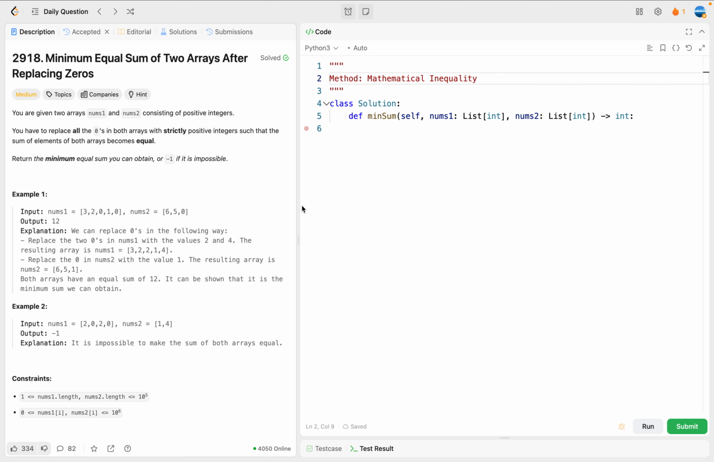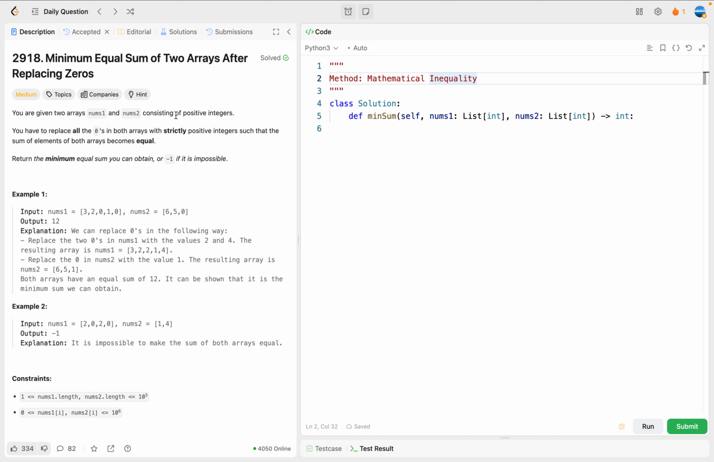Minimum equal sum of two arrays after replacing zeros. So in this video, I guess the coding is less crucial, but the reasoning is more important. Here we are going to use mathematical inequality and some simple reasoning. We are given two arrays, nums1 and nums2, consisting of positive integers.